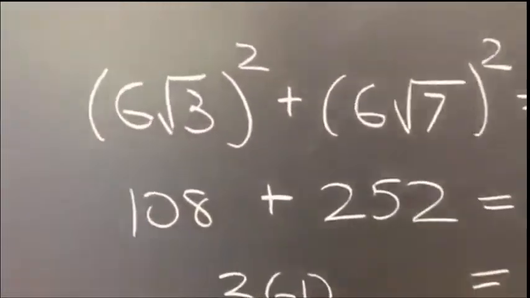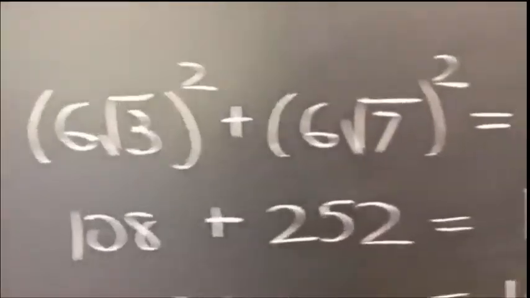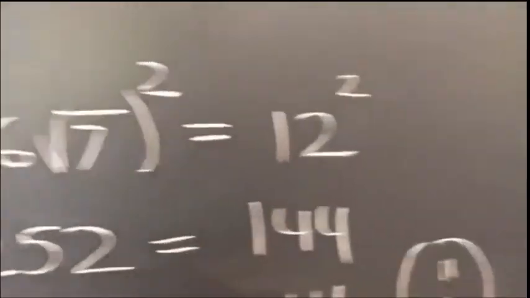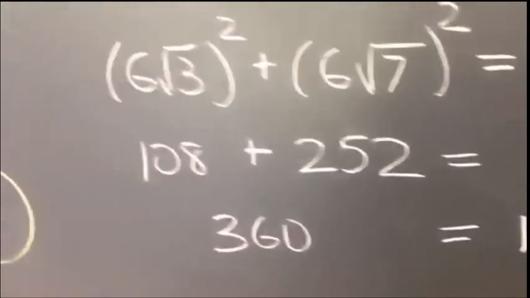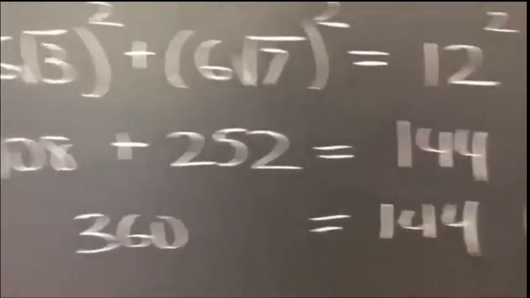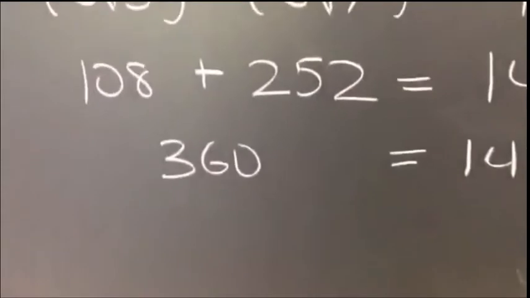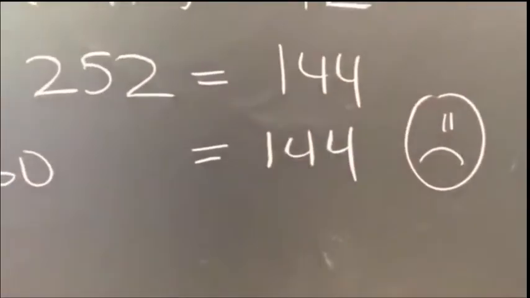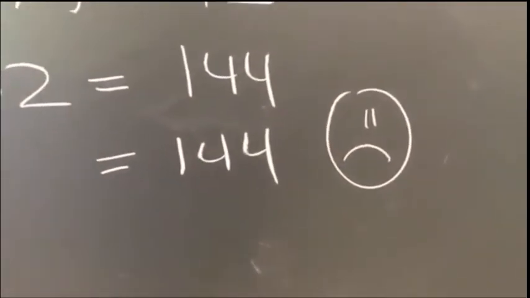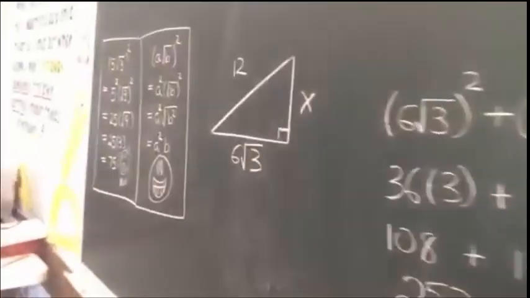So in other words, 6 square roots of 3 squared plus 6 square roots of 7 squared should be 12 squared. So 108 plus 252 is 144. Uh-oh, we see the problem. That's 360 is 144. No, it didn't work.